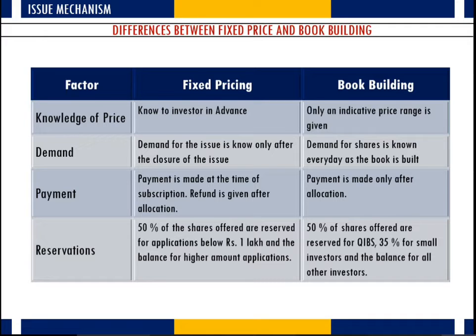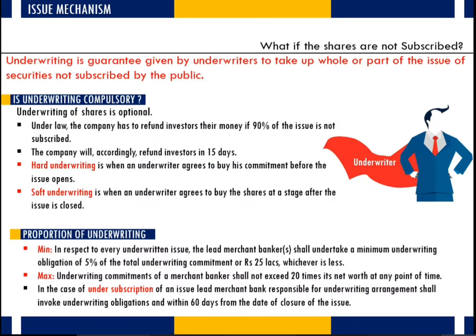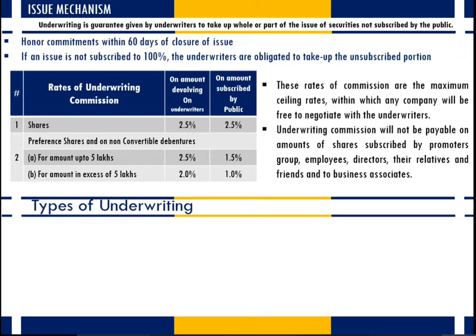So for underwriting, they are given a commission which is also decided by SEBI. So SEBI decides how much underwriting commission can be given at maximum. It can be less than this, but it cannot be more than this as per the provisions of SEBI. Right. So this is what underwriting is all about. So these are the commissions. It varies depending on the amount you're issuing. So this is how underwriting works.